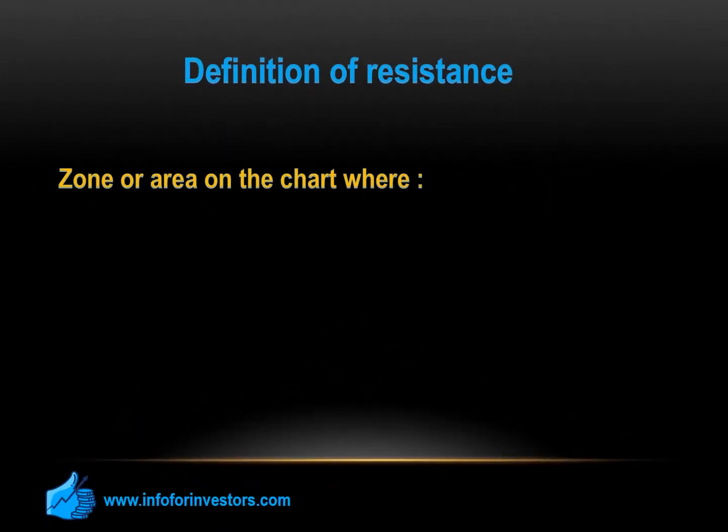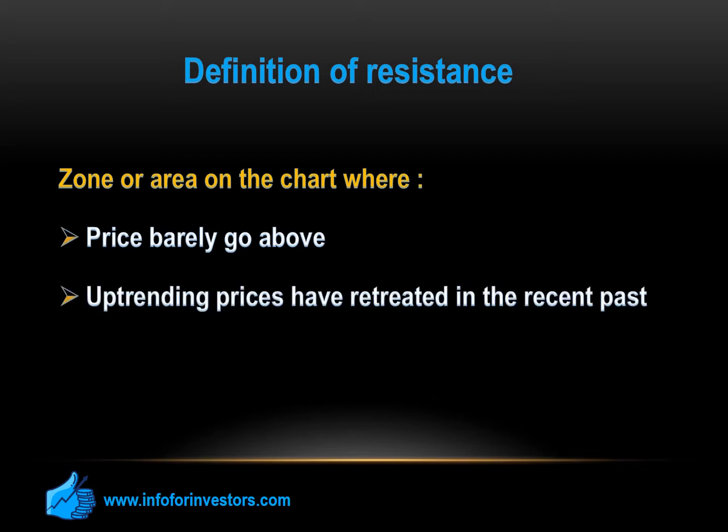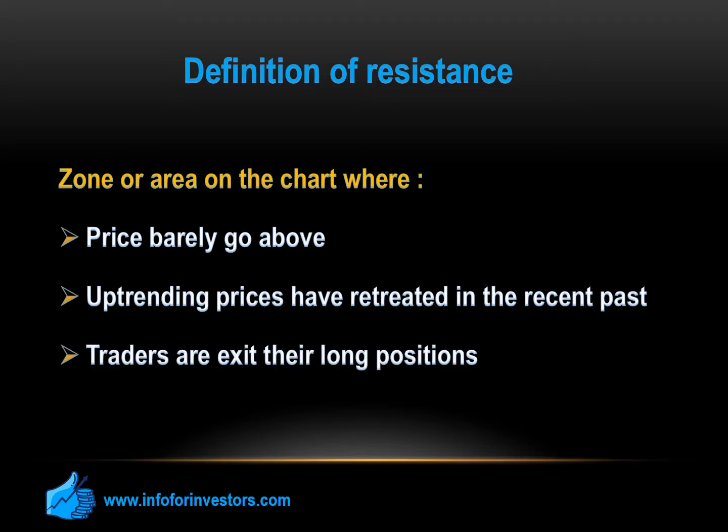A resistance is a zone or area on the chart where the price of an asset finds it difficult to go above, or an area where uptrending prices have retreated in the recent past. The resistance can also be described as an area where traders are more likely to exit their long positions and assume short positions. When buying interest cools off and sellers take over the market, prices will take a break from the uptrending action, leaving the price high to form a resistance.